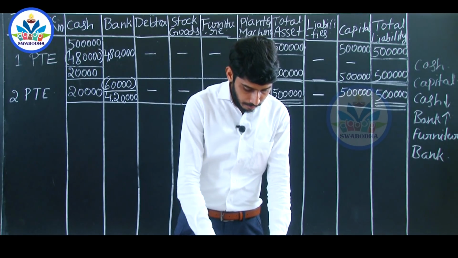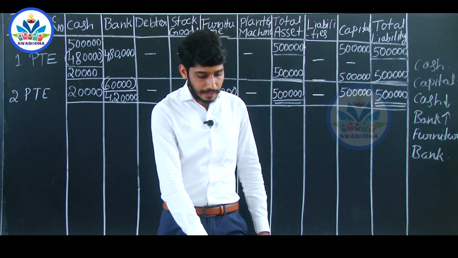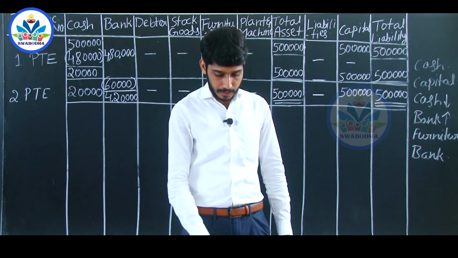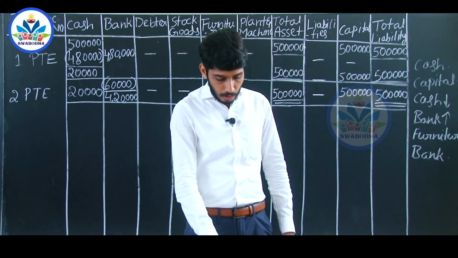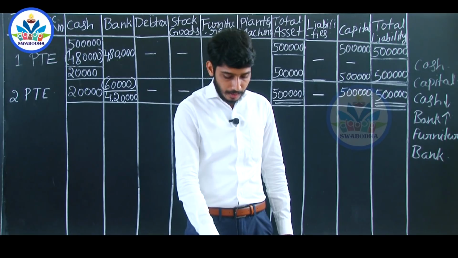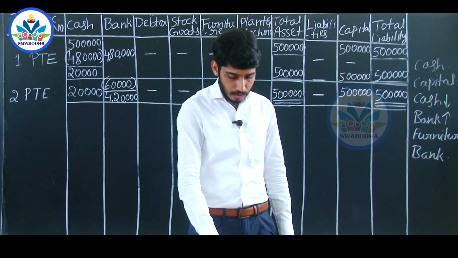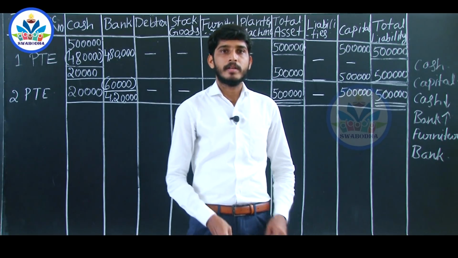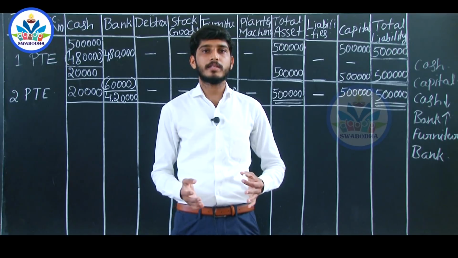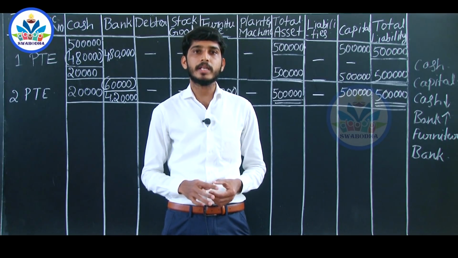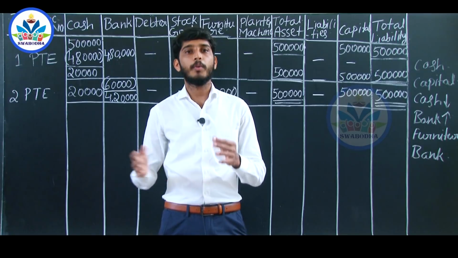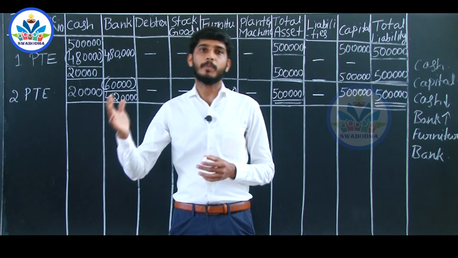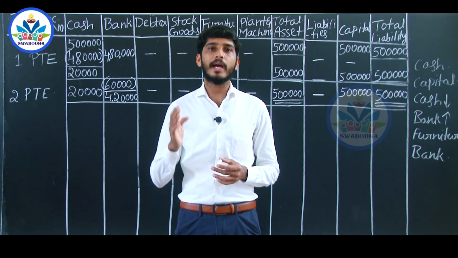Third transaction: bought plant and machinery for the business for rupees 1,25,000 and an advance of rupees 10,000 is paid in cash to Ramji Lal Limited. So, the total value of purchase is 1,25,000, purchase of plant and machinery. Now, machinery is considered as an asset in the business. So, an asset has been purchased, total value is 1,25,000.